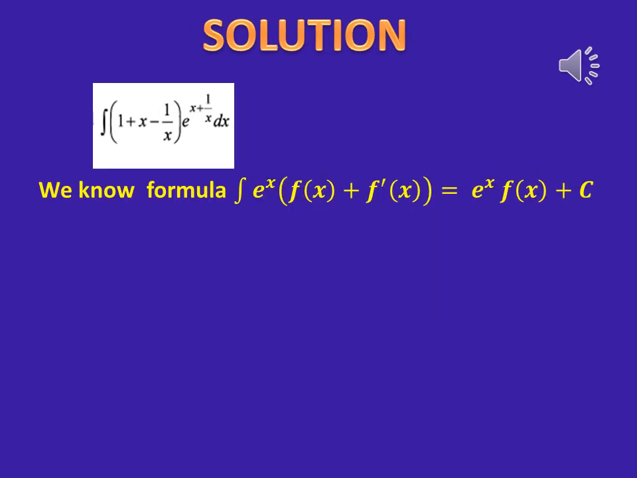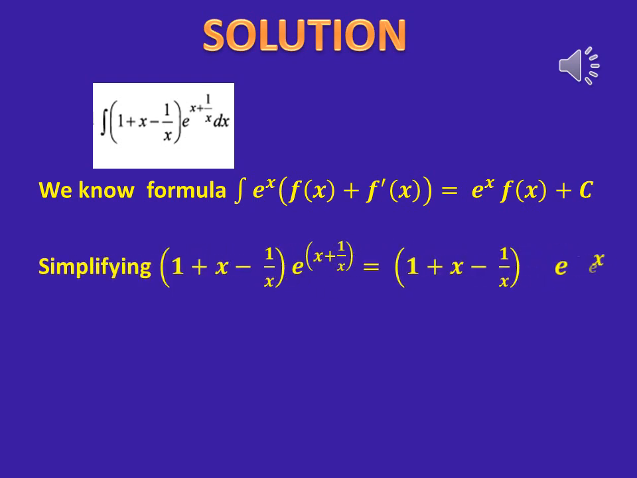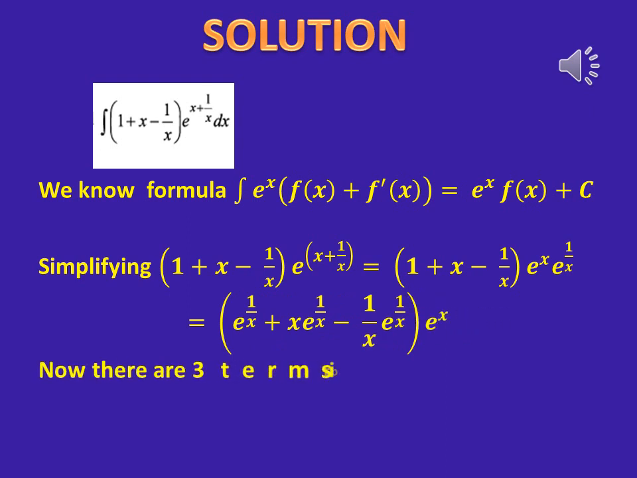The problem equation looks like our standard formula. So we will keep e to the power of x outside the bracket and take e to the power of 1 over x inside. These three terms in the bracket now should be the sum of f of x and f dash x.